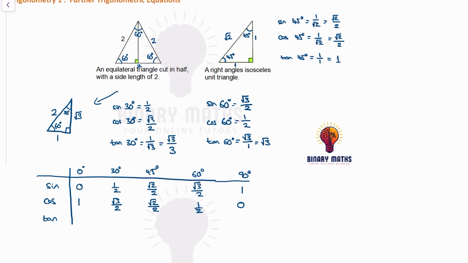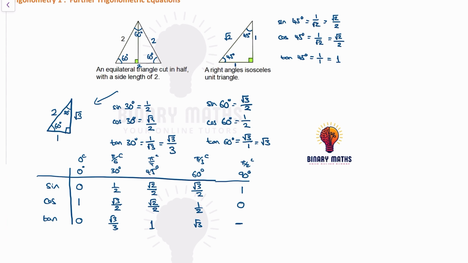Okay, tan starts off 0. Tan of 30 is equal to root 3 over 3. Tan of 45 is 1. Tan of 60 is root 3. And tan of 90 is undefined. So that would be how your table looks. And don't forget, this is also true for radians. So pi over 4, pi over 2 radians, pi over 3 radians, and pi over 6 radians.